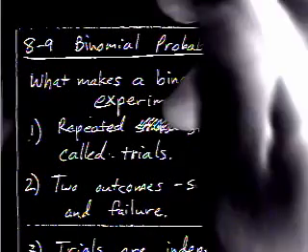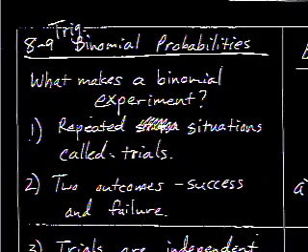Okay, we're in Trig section 8-9, binomial probabilities. Flipping back in my book here for a second. A binomial situation, what is that? A binomial situation is something that has only two outcomes, success or failure.